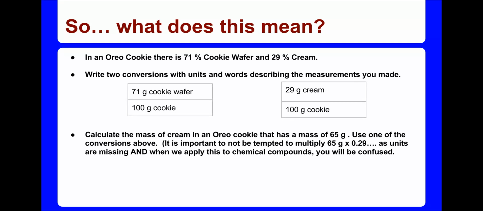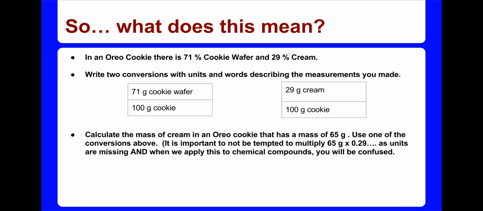We see that there is 71 grams of cookie wafer in 100 grams of cookie. There's also 29 grams of cream in 100 grams of cookie. We get that from the percentages. So we can use one of the conversions above when we calculate the mass of cream in an Oreo cookie. It's important not to be tempted to multiply 65 grams by 0.29, as units are missing, and when we apply this to chemical compounds, you'll just get confused.